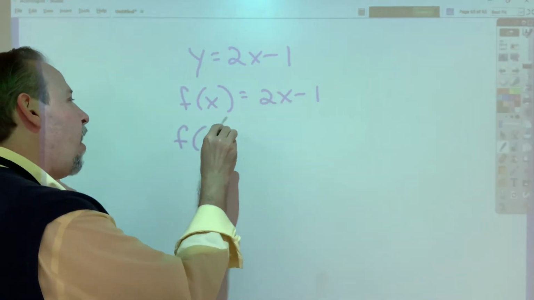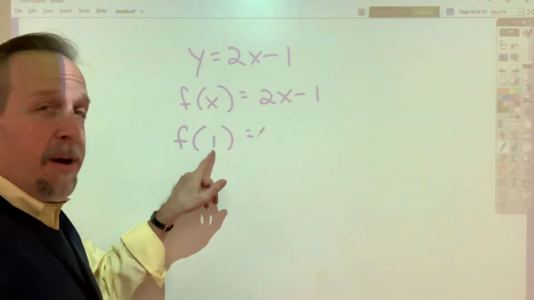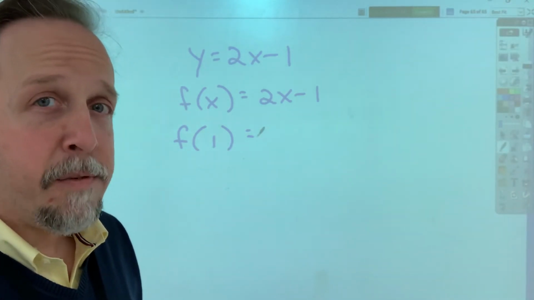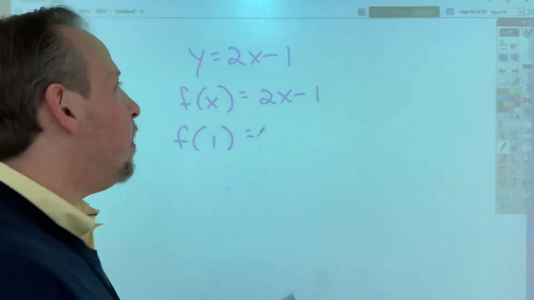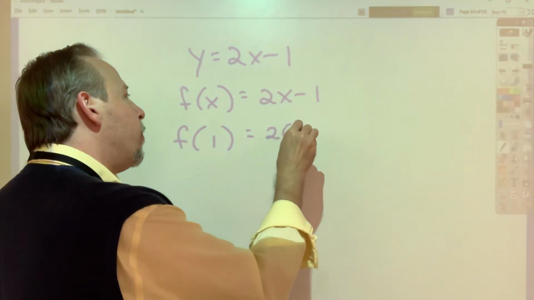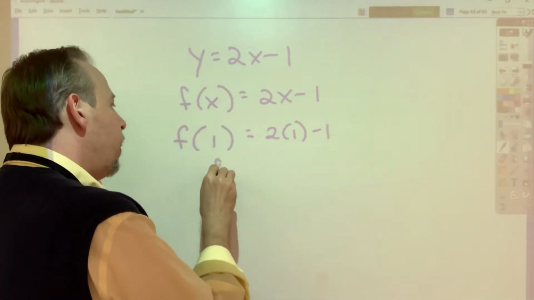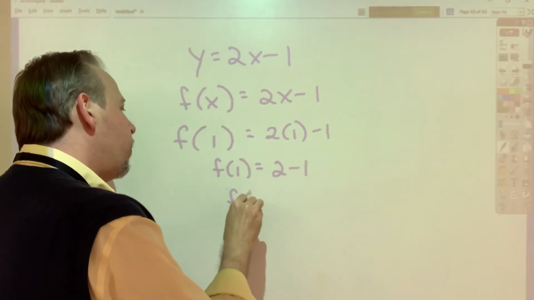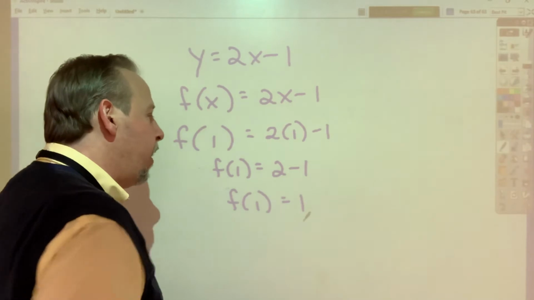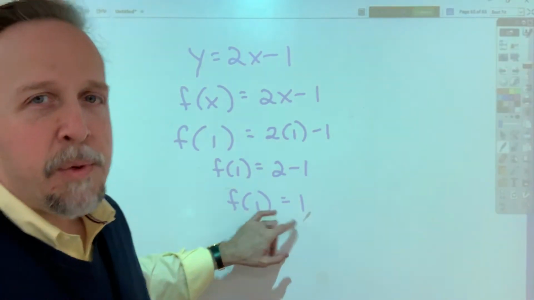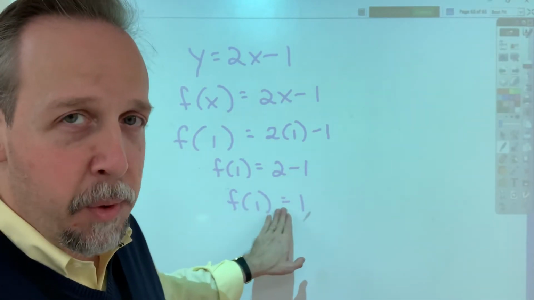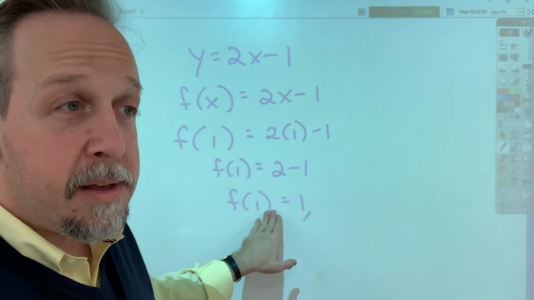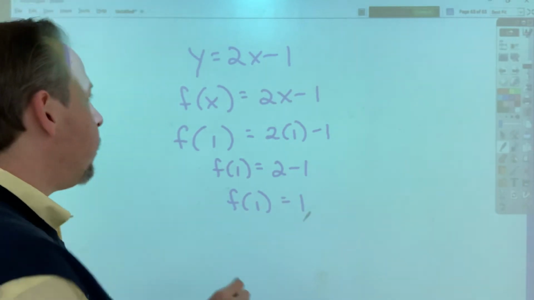What is f of 1? Now, it's telling you the input is 1, and you're going to use that information and plug it in to solve. So it's 2 times 1 minus 1. So f of 1 is 2 minus 1. So f of 1 equals 1. And that's the answer. And we want to see f of 1 equals 1. What it tells you is an input of 1 gets you an output of 1.